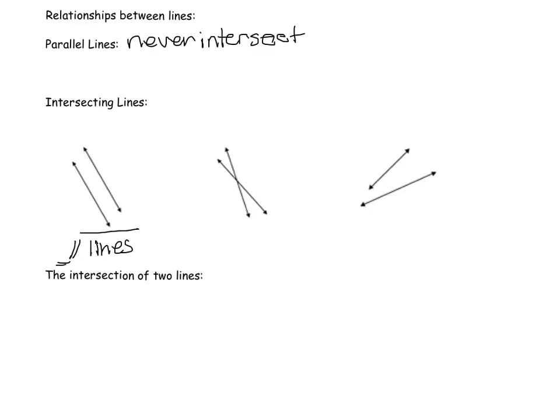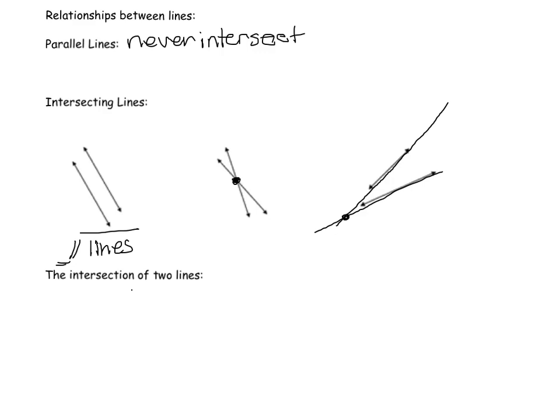This symbol right here means parallel, meaning that they never intersect. In this next example, these 2 lines intersect right here, and in the last one, we can't see an intersection point, but since lines extend forever, we know that if we were to extend these lines, they would, in fact, intersect here. So the intersection of two lines either doesn't exist because the lines are parallel, or they intersect at a point.